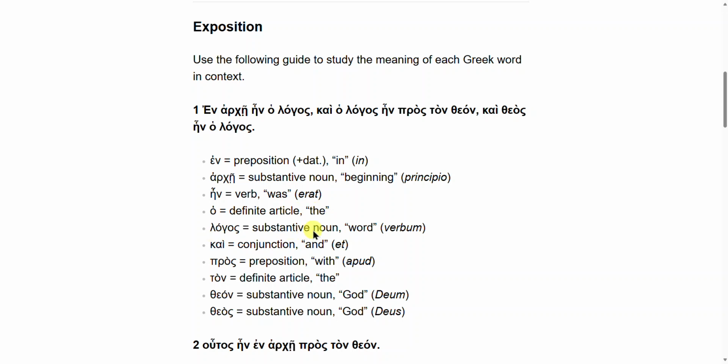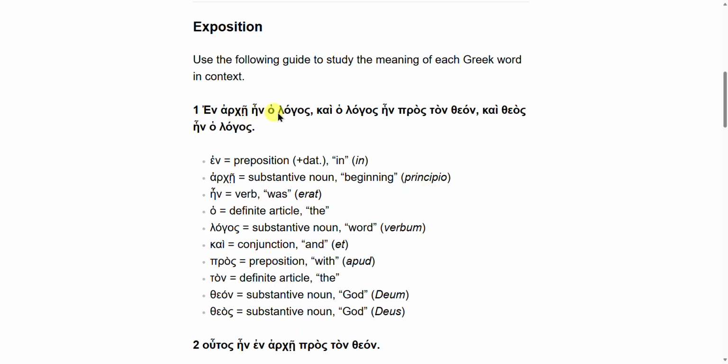And then we have the substantive logos. It's a substantive noun. In Latin, it's translated verbum. In English, it's word. So we have ho logos, the word. En arche, ein, ho logos. In the beginning was the word. We next have the conjunction kai, and we see that kai is translated with et in Latin, and it means and in English.